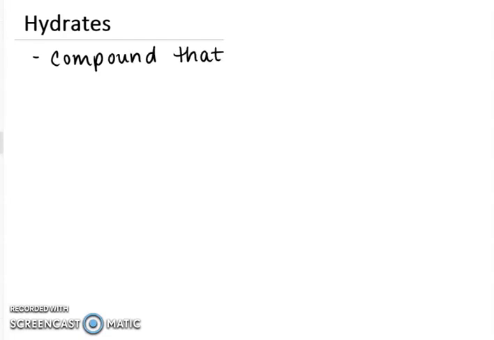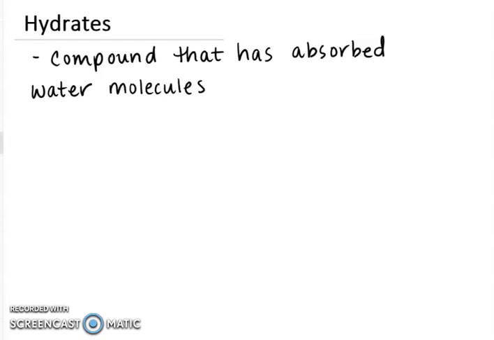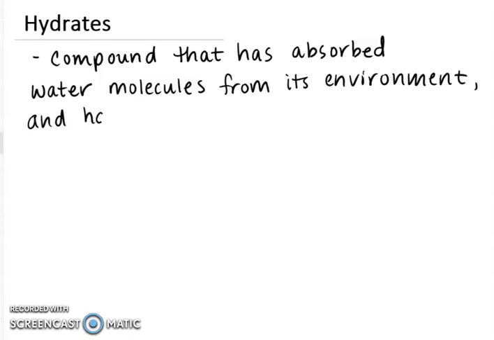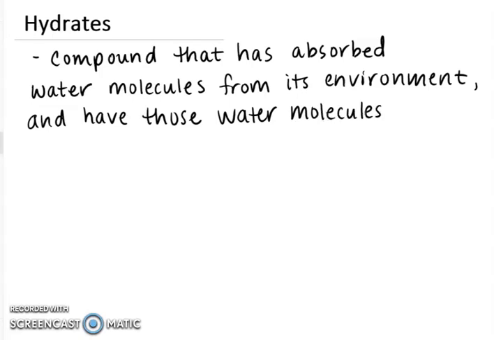that has water, but specifically it's absorbed water. So you know that our air is not completely dry. And so compounds that are hydrates are compounds that have absorbed water from the air. We're going to say it a little bit more technically correct. So they absorbed water molecules from its environment and have those water molecules included in their structure.